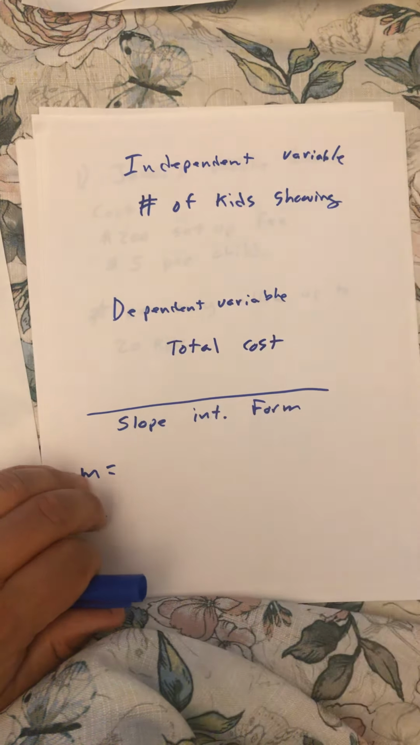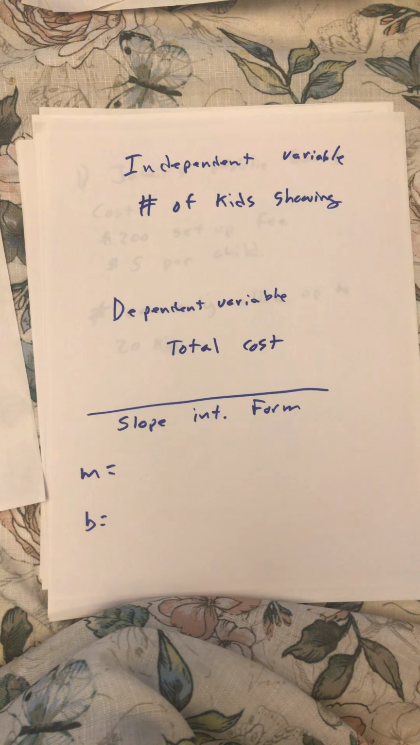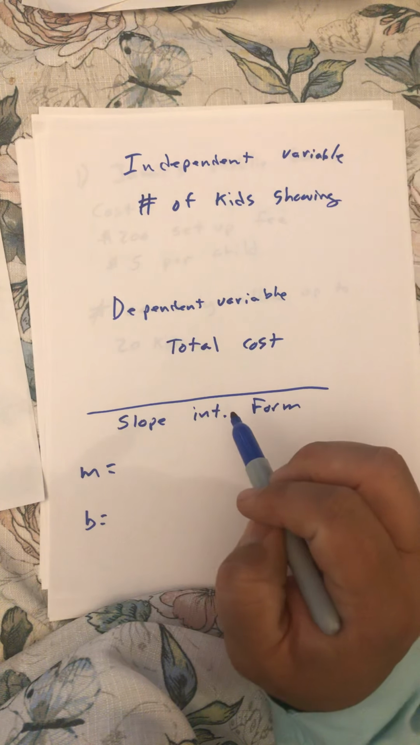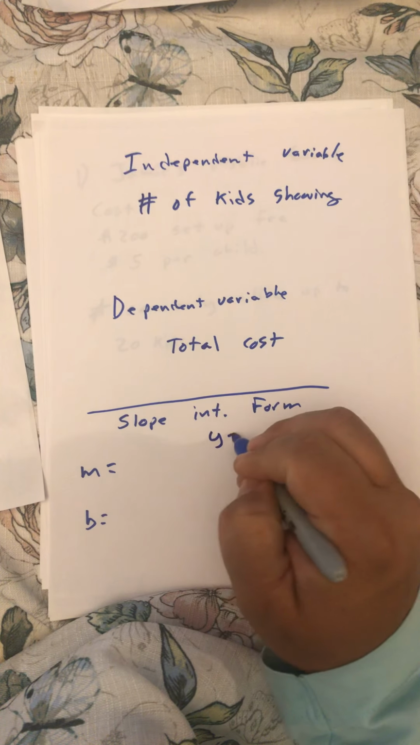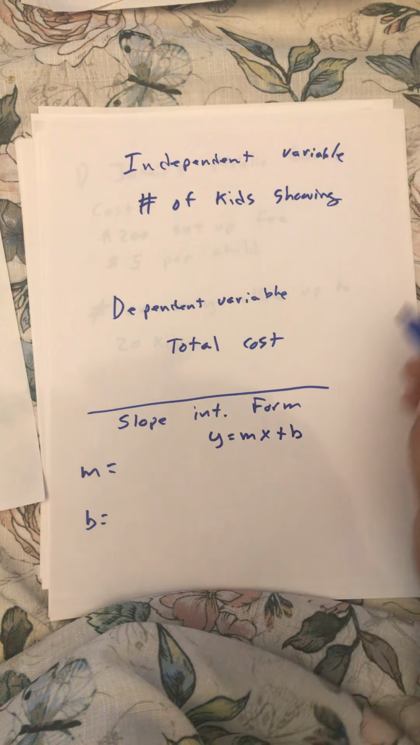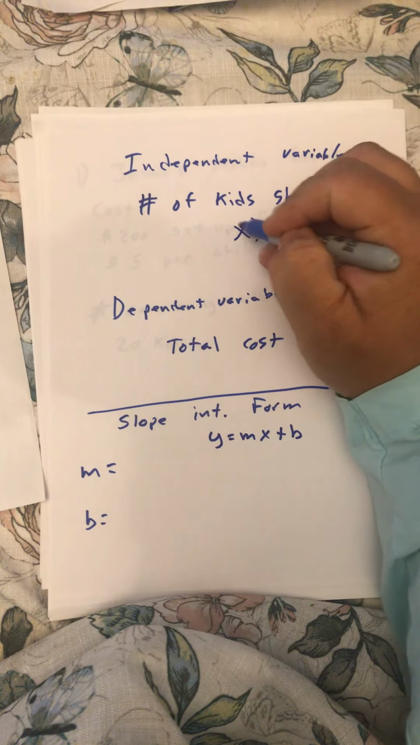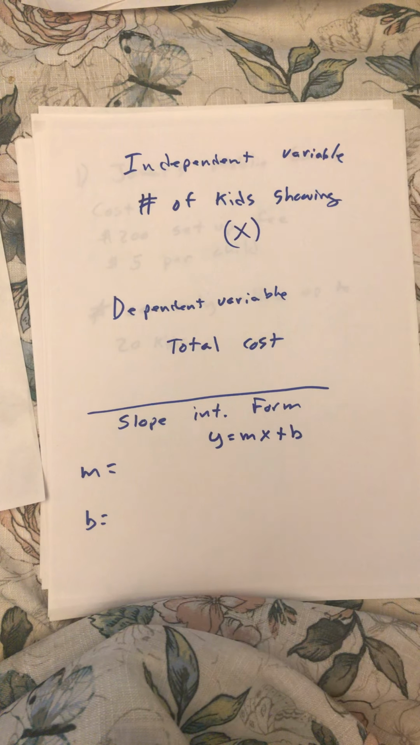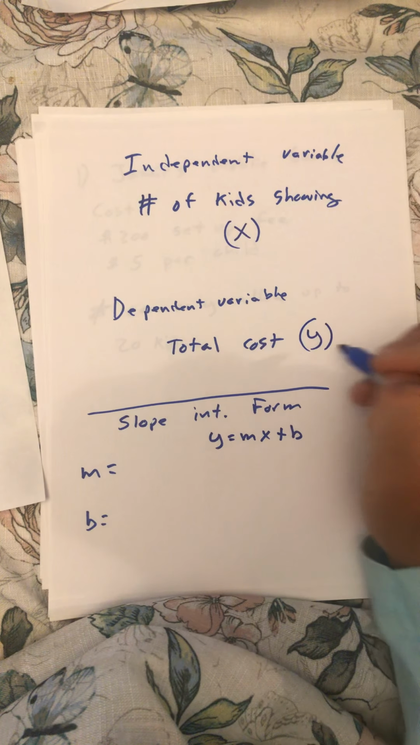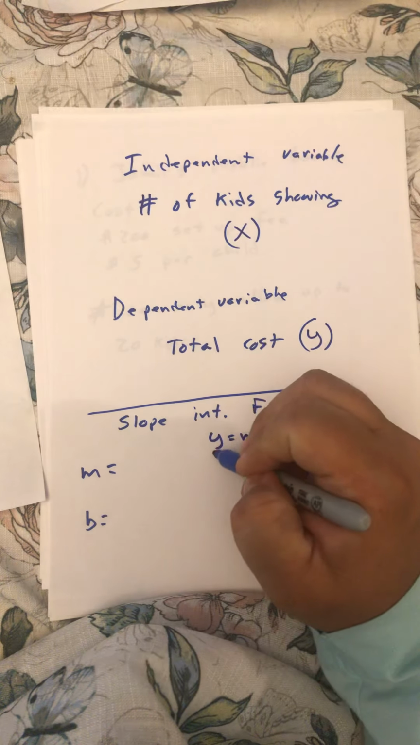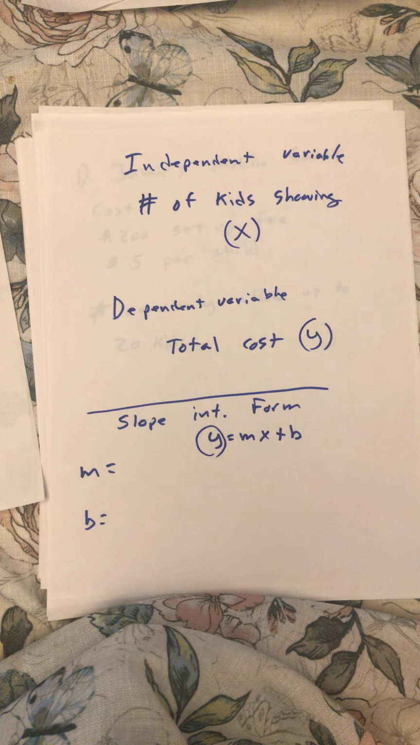And the majority of the time, your dependent variable is going to be like a total. How much money you spent, or how far did you drive, those are some of the main scenarios. Our slope-intercept form, remember, is y equals mx plus b. Our independent variable is our x, so that's something that we'll put into our equation, and our dependent variable is the y.